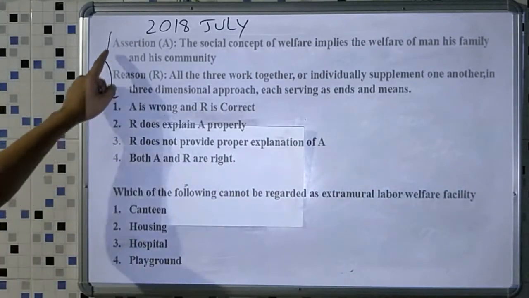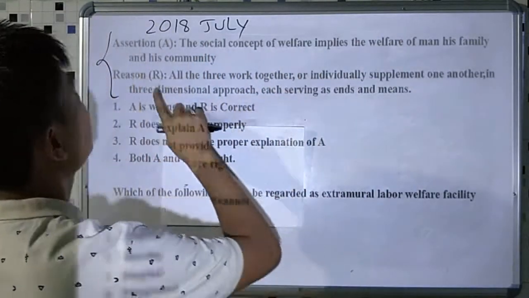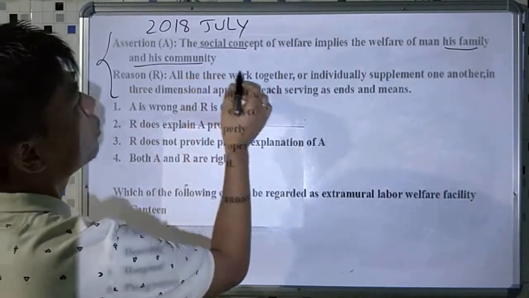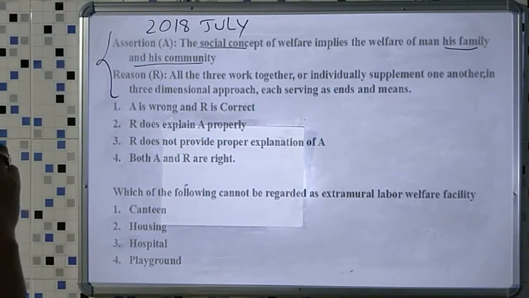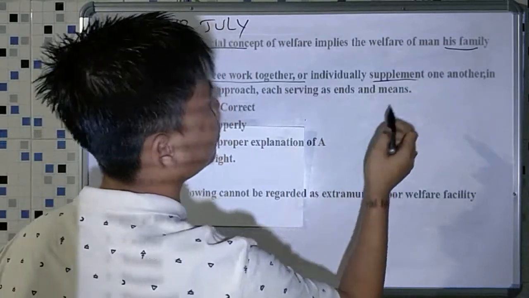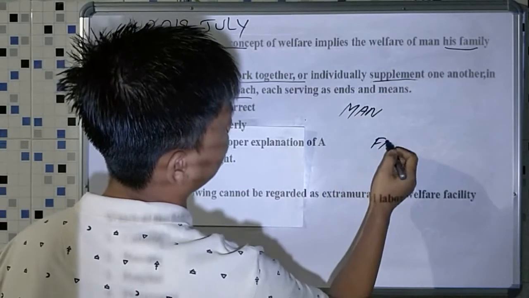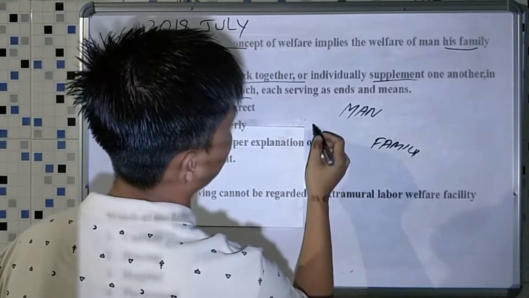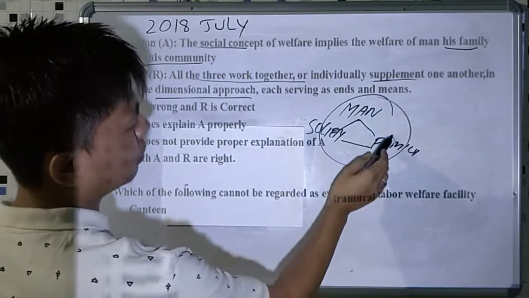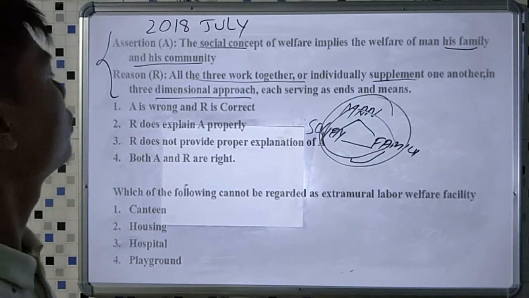See, assertion, it says the social concept of welfare implies the welfare of man, his family, and community. Social concept means society, man, family, community. Yes or no? It's very true. First one is correct, I know. You also know. And what? All these three work together, individually supplementing one another in three dimensions. First, let's say man, his family, and society. All are related. Yes or no? He depends on them, even society depends on him also. It goes round and round, right? So it's serving each other, it's serving ends and means.